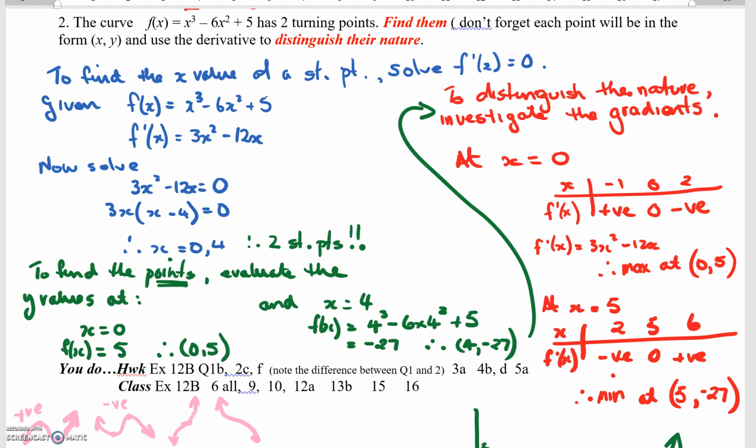Okay, so we can take the time, look at the detail of the question and go, yeah, well, I would know that because it's a cubic, it's a bit complicated, it's got x squareds in it, and it's got a constant. Yeah, it would have 2 turning points. It says, find them. So we're finding 2 points. Don't forget, each point will be in the form x and y, and we use the derivative then to distinguish their nature. Find them and use the derivative to distinguish their nature. I think I might have left out a bracket there.